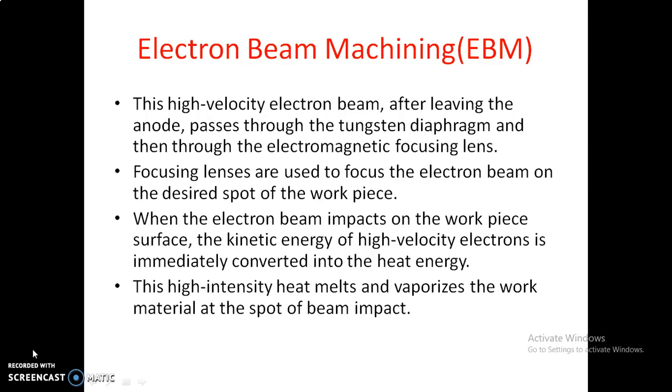In this process, the high velocity electron beam, after leaving the anode, passes through the tungsten diaphragm and then through the electromagnetic focusing lens. So focusing lenses are used here to focus the electron beam on the desired spot of the workpiece. When the electron beam impacts on the workpiece, the kinetic energy of the high velocity electrons is immediately converted into heat energy, and due to this, high intensity heat is produced which melts and vaporizes the workpiece material at the spot of beam impact.